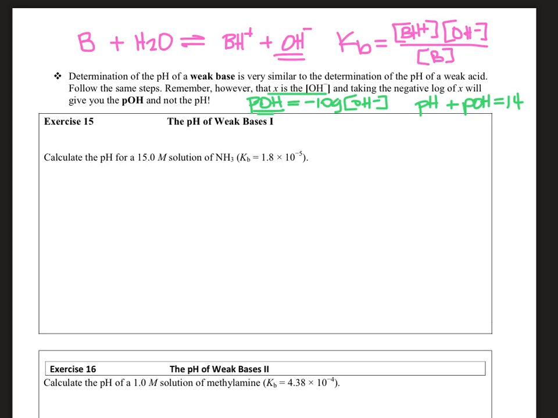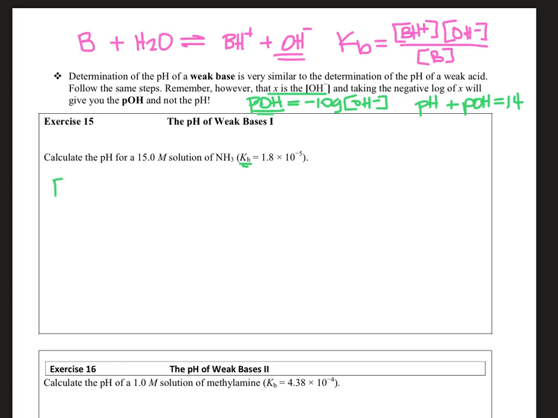Okay, so if you pay really close attention to what your X value is, then it'll help keep you from making mistakes on that. So exercise 15 says calculate the pH for a 15 molar solution. So it's a pretty high concentration of a weak base, right? Because ammonia is a weak base. And again, I'm paying attention. It's giving me a Kb. So it's telling me that NH3 is a base. So it's helping me out there too. Because if it gave me a Kb, it's telling me what it's going to do in water.